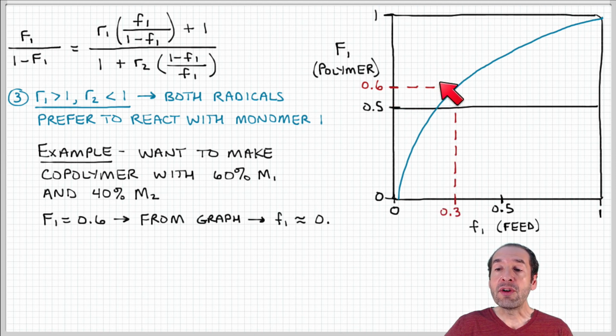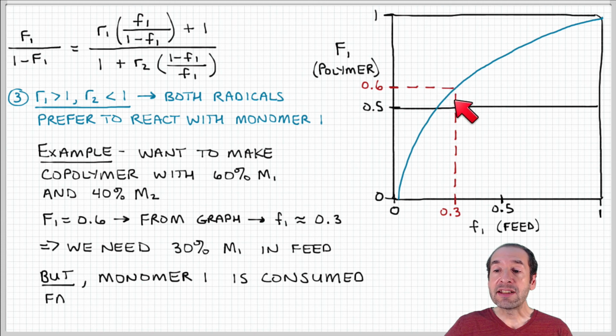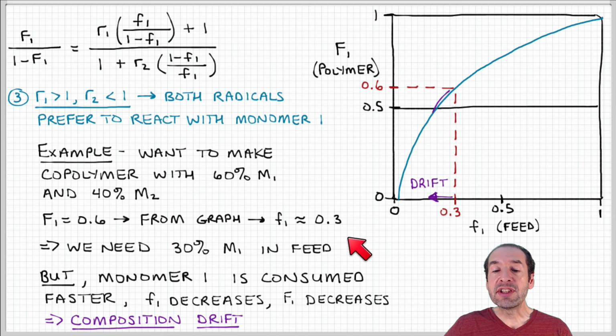So then we can go over to our curve associated with these choices of reactivity ratios, and we see that when we extrapolate down to the x-axis, this corresponds to a fraction of monomer 1 in the feed of about 30%. So in other words, this tells us that we need 30% monomer 1 in the feed in order to get a copolymer that has 60% of monomer 1. But that's not the whole story.